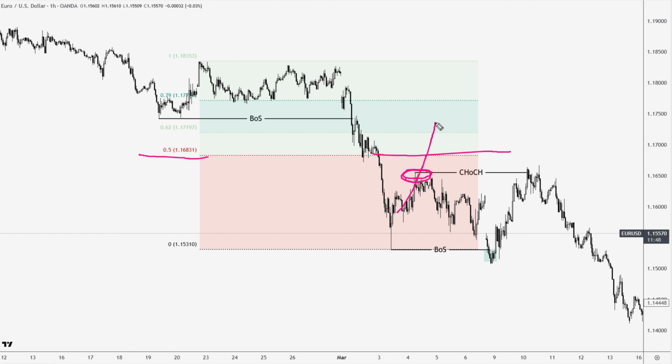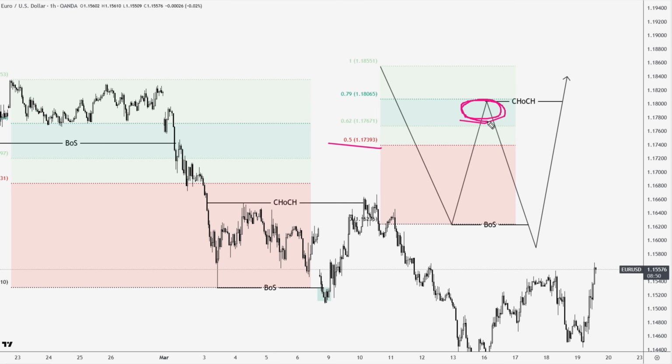There is one mistake you're making when drawing a change of character that is costing you trades and making your SMC trading a lot more difficult than it has to be. So in this video, I'm going to show you one simple tip that is going to allow you to easily differentiate between a legitimate change of character and one that is trapping you into a losing trade.